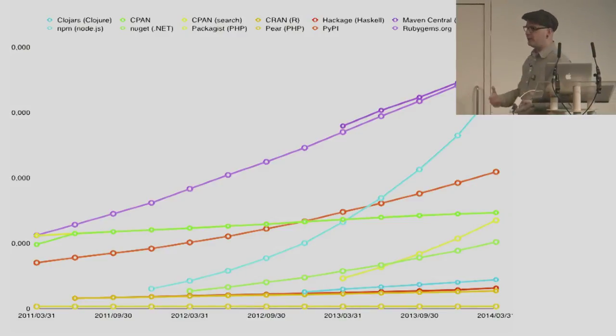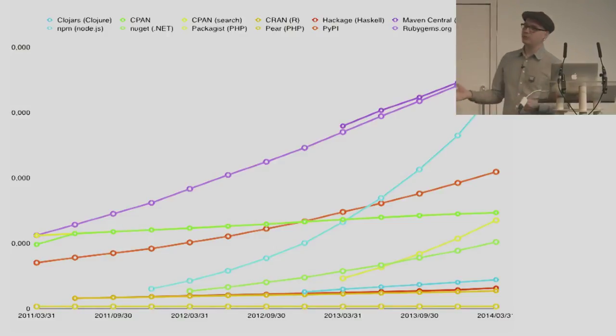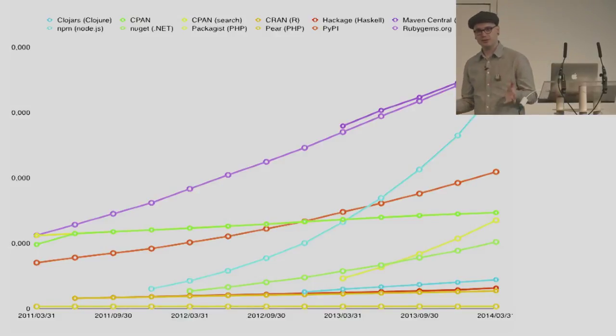So if you're trying to quantify growth, it's really stupid to look at an absolute graph because everybody can only go up. So that's not very good. Also, a Node module is probably not the same size as the average Maven module. And so if you want to try to quantify growth, it's not apples to apples. It's not apples to oranges.